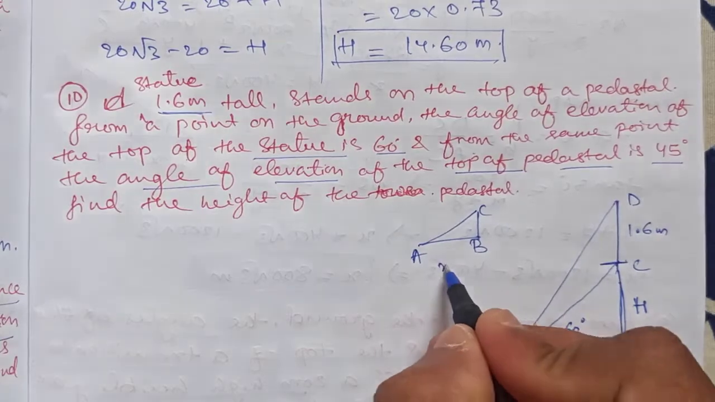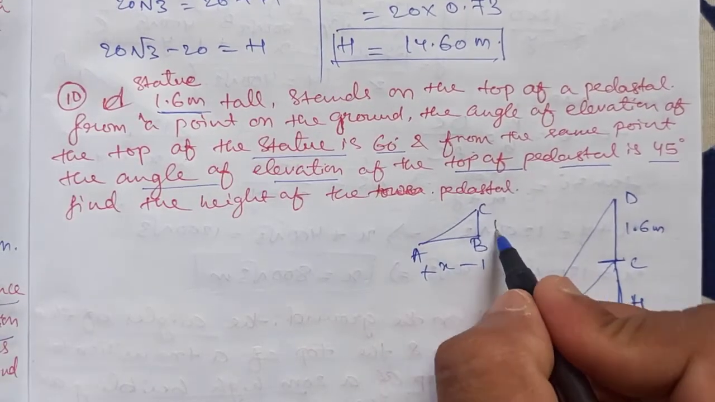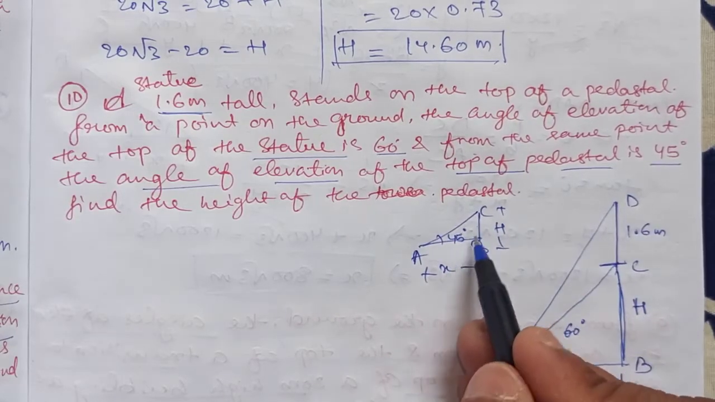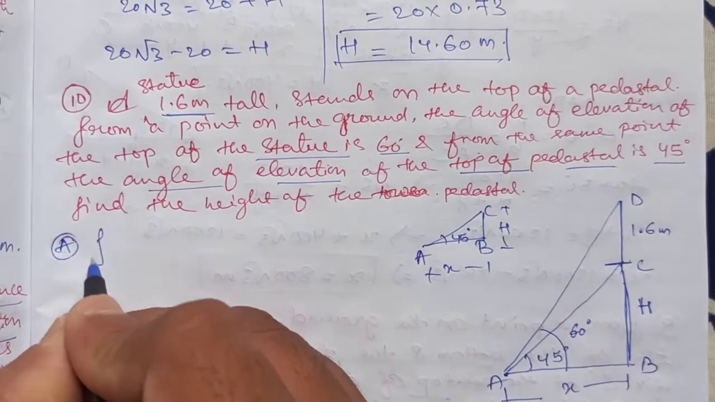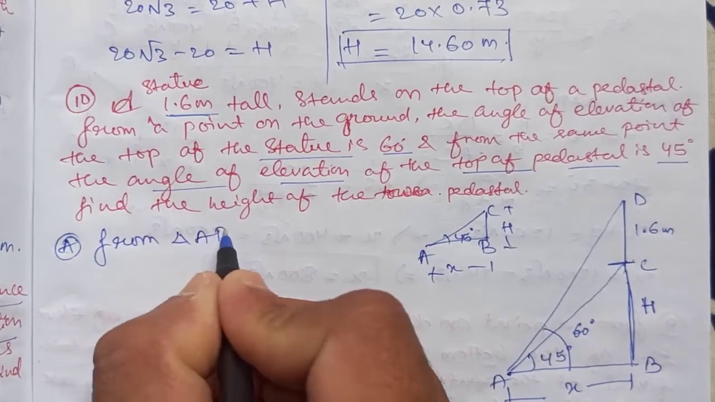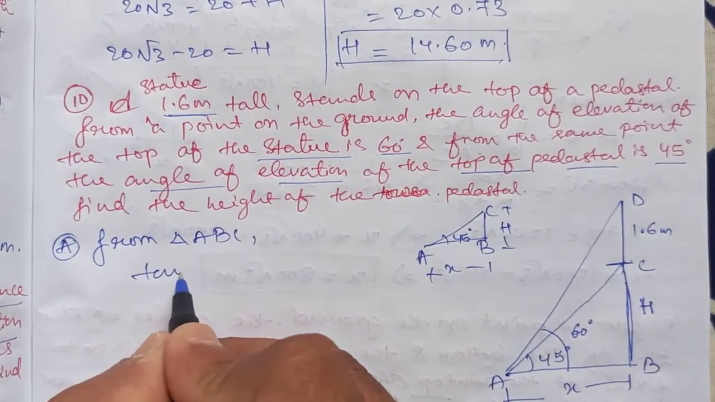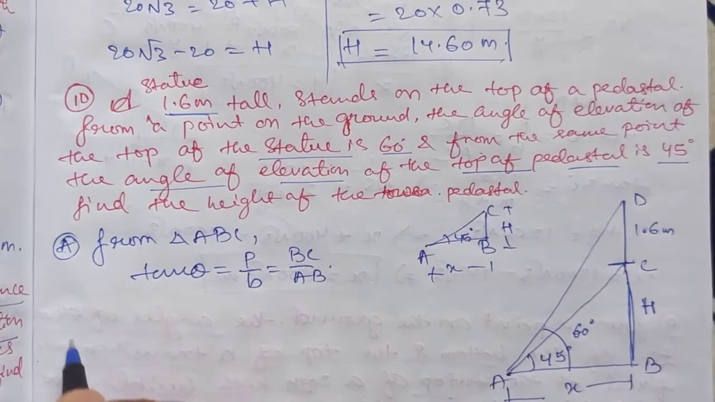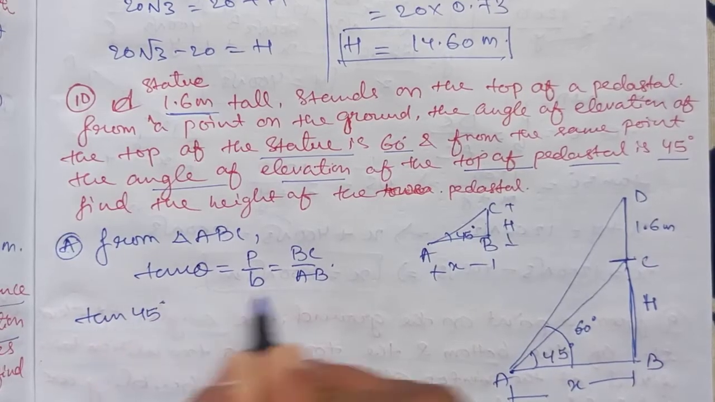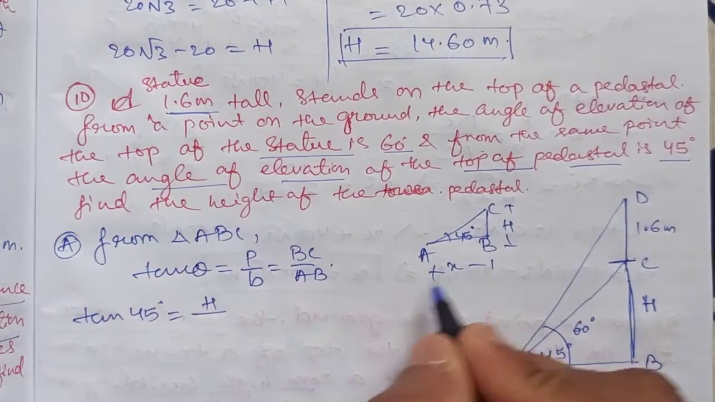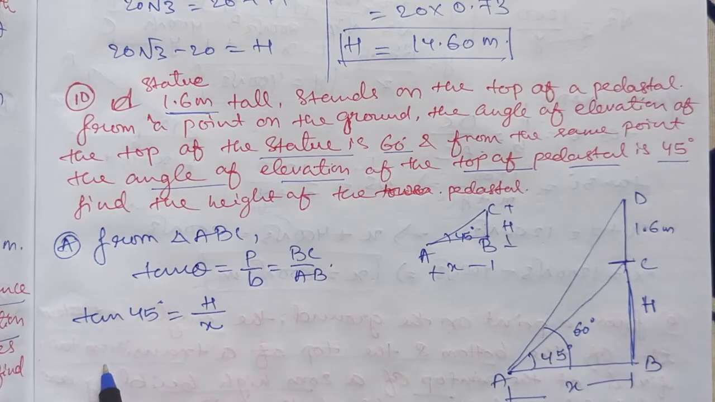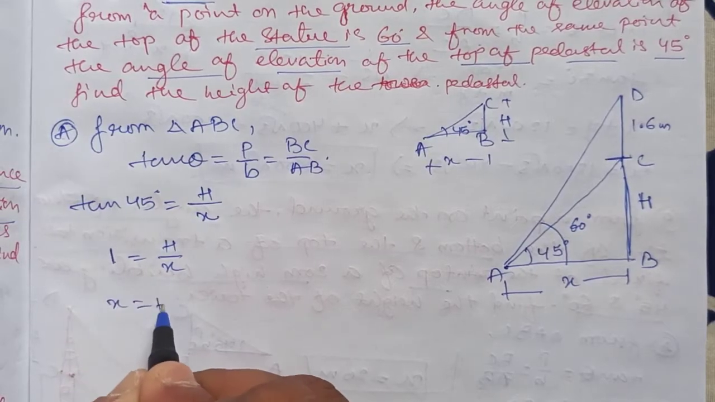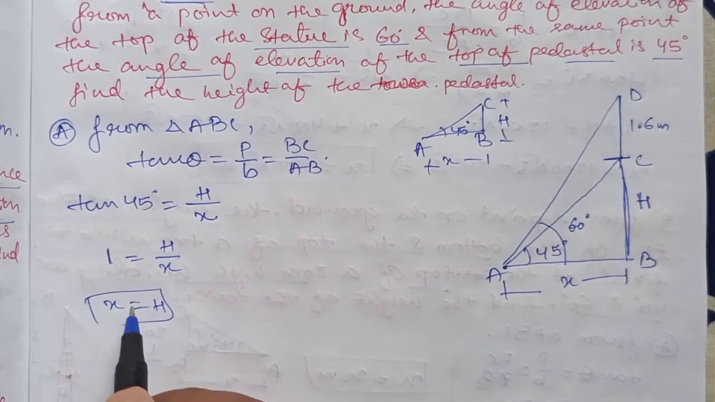AB is x. BC is h. And the angle is 45 degree. Perpendicular by base we will take. So from triangle ABC we have tan theta equals P by B, that is BC by AB. Tan 45 degree. Theta is 45. BC is h. AB is x. Tan 45 is 1 equals h by x. Now cross multiply, x equals h we will get.